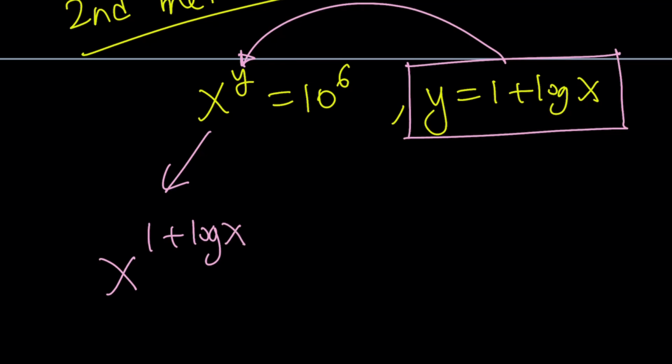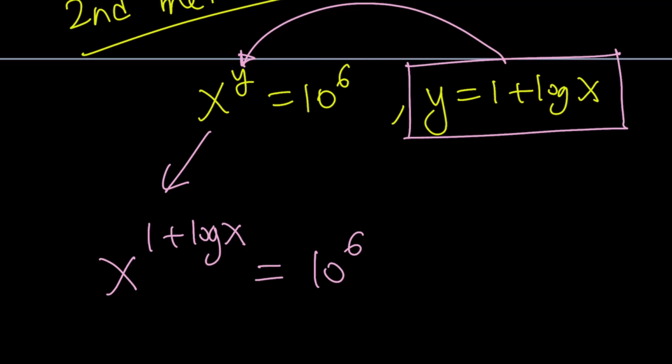The first method didn't use logs much. It just used the definition and also exponentials. This time it's going to be a little different. We're going to do the following. Now, you have a log x in the exponent and x at the base. They're not the same. The bases are different, so it doesn't simplify. But how can you take care of x to the power log x?